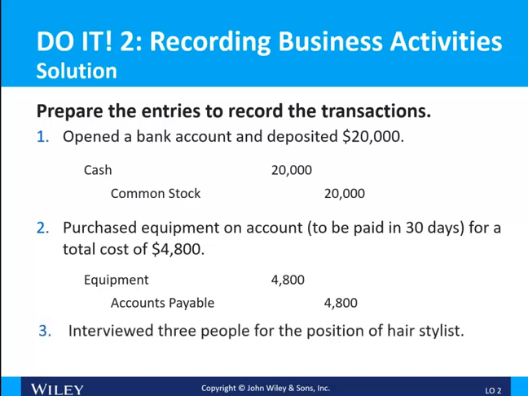And the last transaction we did is we interviewed 3 people for the position of hairstylist. Okay, what entry do we make for that? For those of you that said none, you're correct. There's no entry. So it's a business function or a business process that happened, but there's no economic impact by just interviewing someone, so there's no accounting entry. If we were to hire someone in that position and we start to pay them, we will then have entries when we record the paycheck.